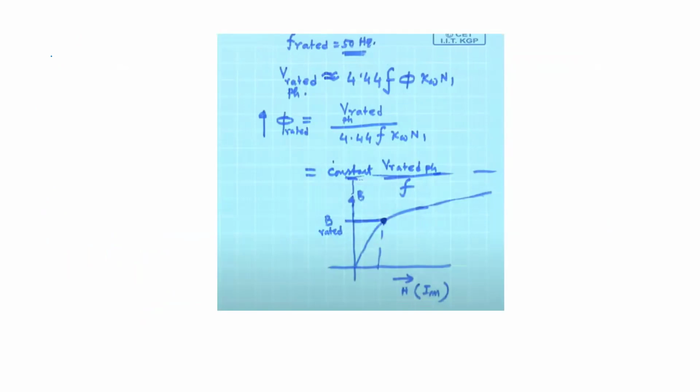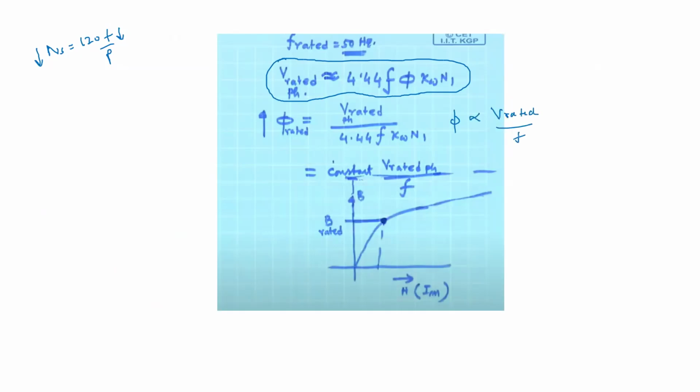Let us say you want to reduce the speed. So let us say you have Ns equal to 120 f by P. You want to reduce the speed, which means you want to reduce the frequency. Now what is the voltage expression? The voltage expression of an AC machine is V equal to 4.44 k f phi into number of turns N1, where if you write the value of phi, you will see that phi is V rated by 4.44 f k N1. So phi is proportional to V rated by f.